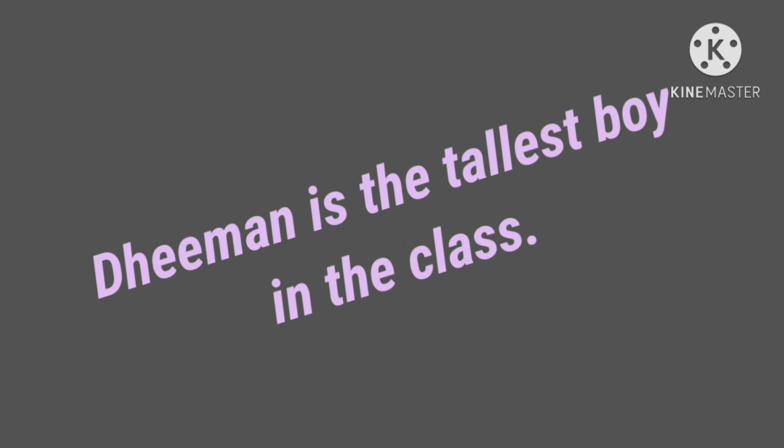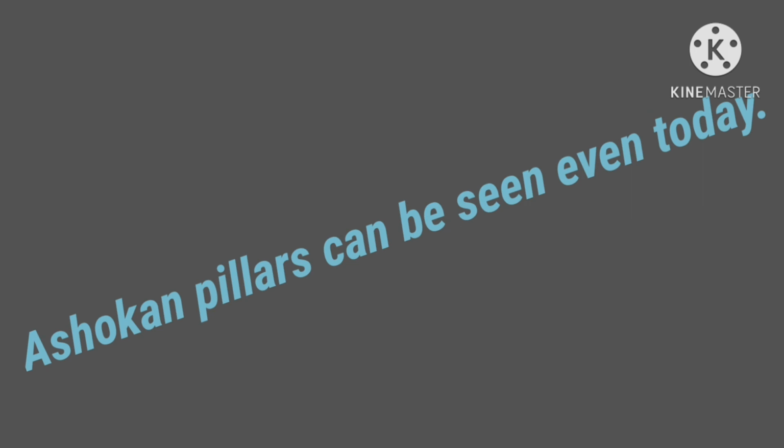Demon is the tallest boy in the class. Here, which is a describing word? Tallest. That is the superlative form. So underline the word tallest. Next, Ashokan pillars can be seen even today. Here, which is the describing word? Ashokan, that is a proper adjective. So underline the word Ashokan.